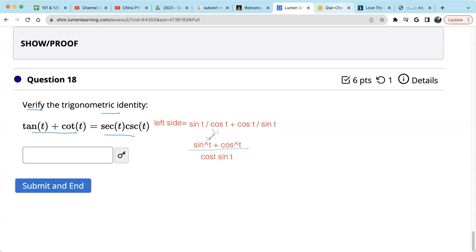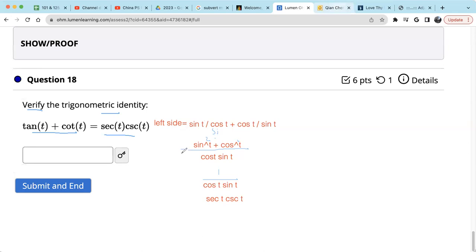Sine square, cosine square. What's cosine square plus sine square of the same angle? 1, right? So I get 1 over cosine and sine. Well, what's 1 over cosine? 1 over cosine is a secant. 1 over sine is a cosecant. So we have arrived at our right-hand side: secant t and cosecant t. And that is our right-hand side. So we have done it.